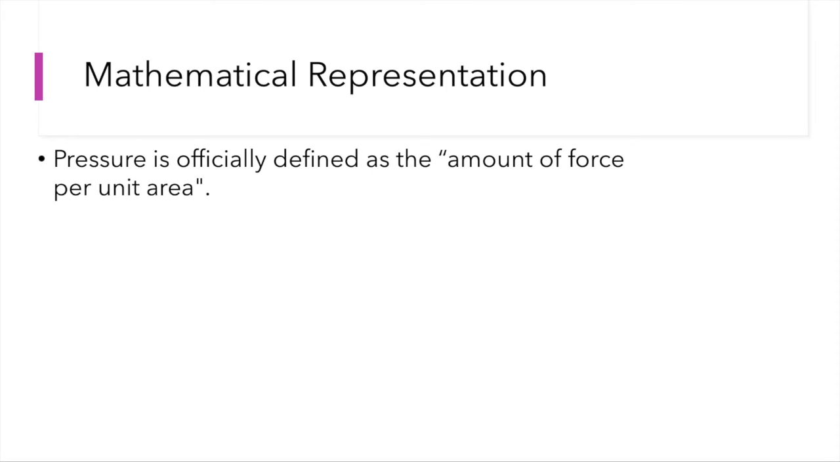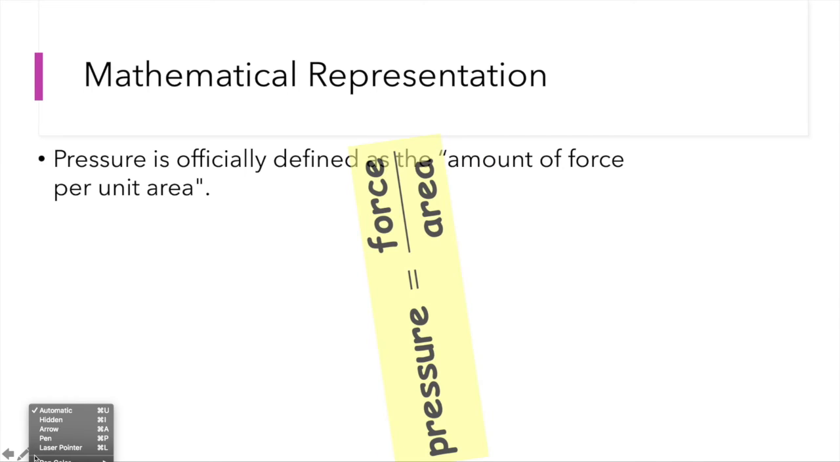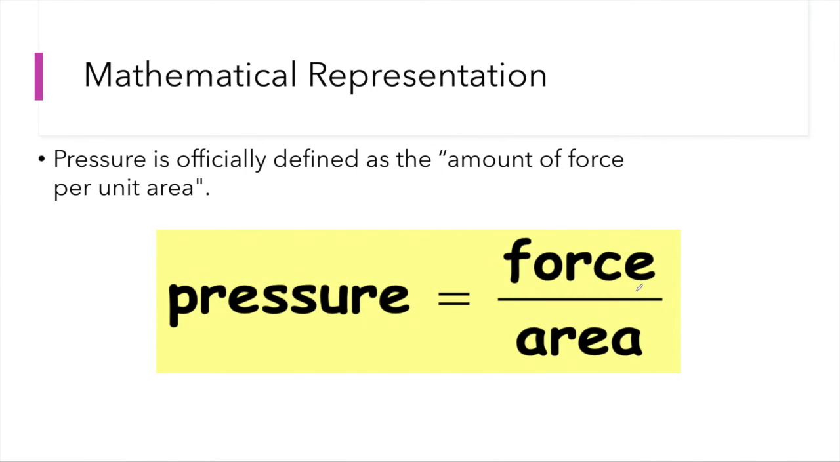Pressure is officially defined as the amount of force per unit area. If I look at that literally, and coming from that math background, I know that per means division of some sort, right? So I'll have this equation coming up here. Pressure is equal to force over area. So this per makes sense too, right? Force per unit area. Per means this division sign or fraction over here. Now, what about the units?